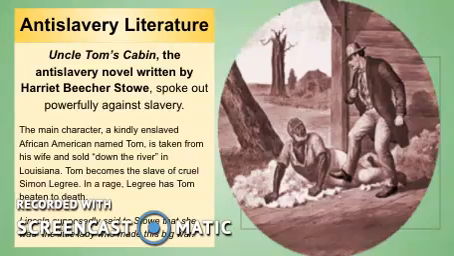There was also anti-slavery literature. Abolitionists in the North used the stories of fugitive slaves like James Hamlet and Anthony Burns to gain sympathy for their cause. Slave narratives also educated people about their hardships. Fiction also informed people about the evils of slavery. Uncle Tom's Cabin, the anti-slavery novel written by Harriet Beecher Stowe, spoke out powerfully against slavery.